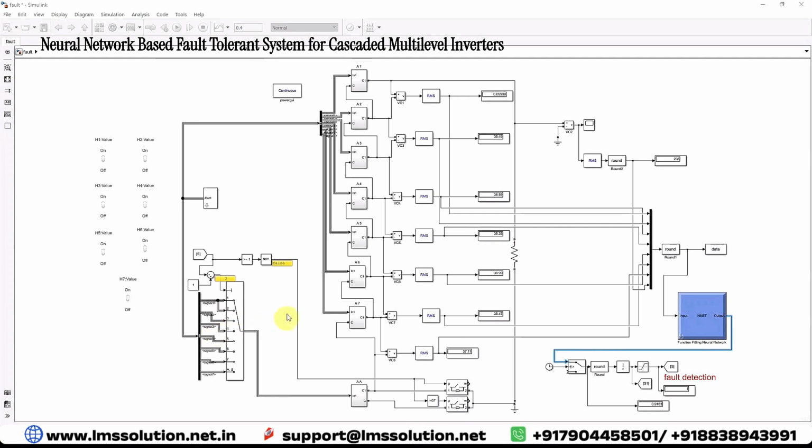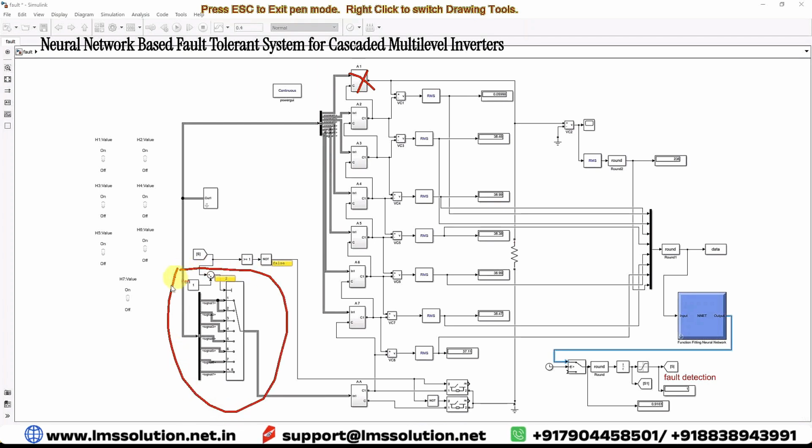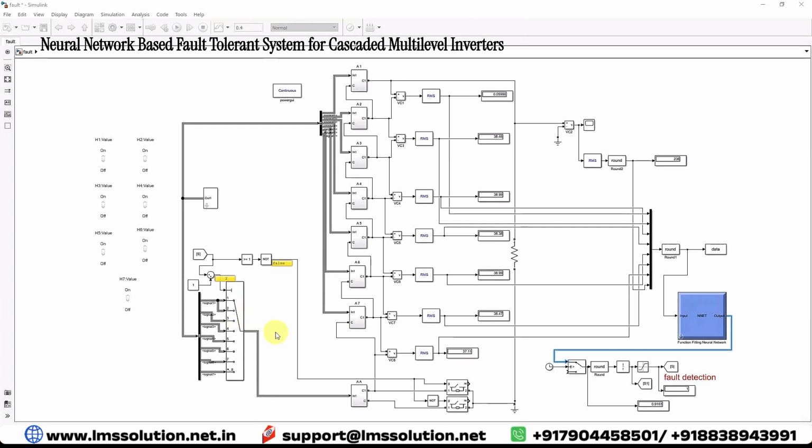For example, if a fault occurs in H bridge 1, we need to operate the auxiliary H bridge with the switching sequence of H bridge 1. For that, we used a multiport switch concept for selecting the switching sequence based upon the fault in the H bridge. Next, I'm going to simulate the model and then explain the results. Initially, each H bridge fault is linked with a toggle switch. If the toggle switch is on, it means there is no problem in the H bridge.